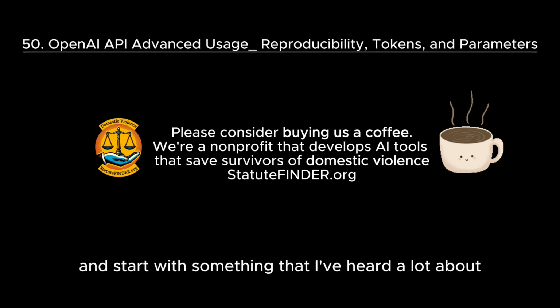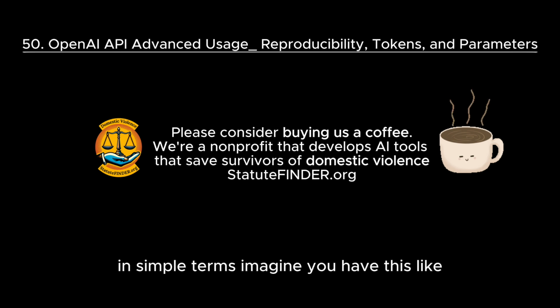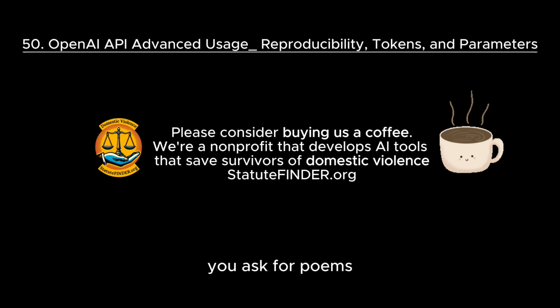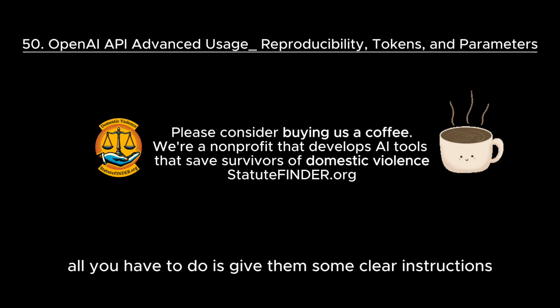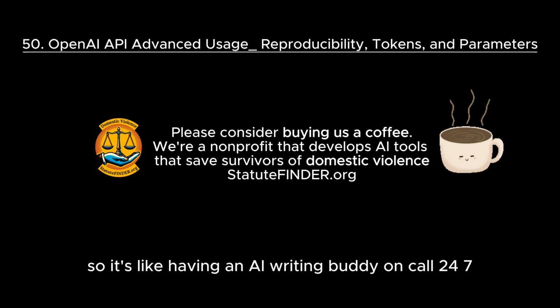So let's jump right in and start with something that I've heard a lot about: large language models. What are those in simple terms? Imagine you have this super talented friend who can write anything you ask for. Poems, code scripts, even musical pieces. All you have to do is give them some clear instructions. That's basically what these large language models, these LLMs, do. So it's like having an AI writing buddy on call 24/7.